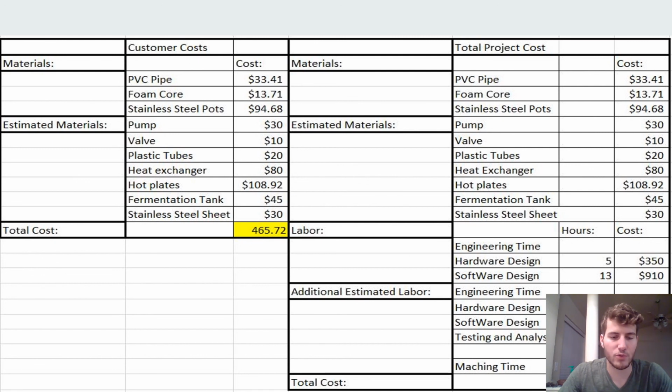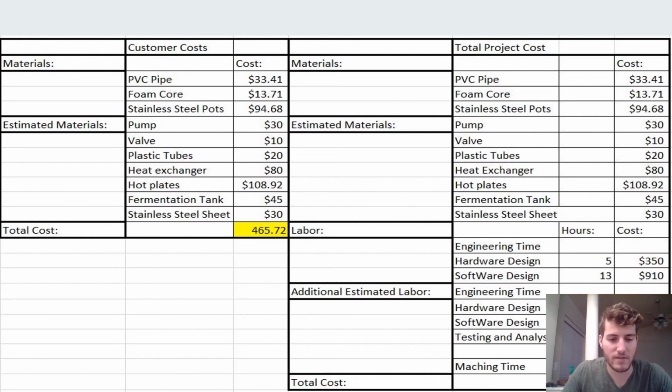So this is our actual budget breakdown, and without getting into it too specifically, on the left we have our customer costs, and on the right we have our total project cost. The customer costs are what the customers are actually going to pay for, and as you can see, it's mainly going to be materials and parts. At the moment, we only have a few things in. We have our stainless steel pots, which are going to serve as our tanks, but a lot of the other stuff we're having to estimate.